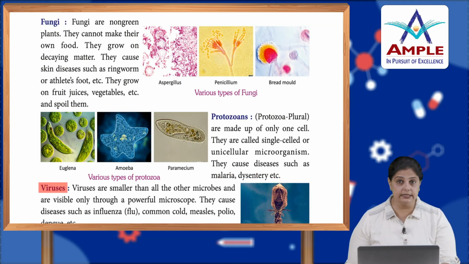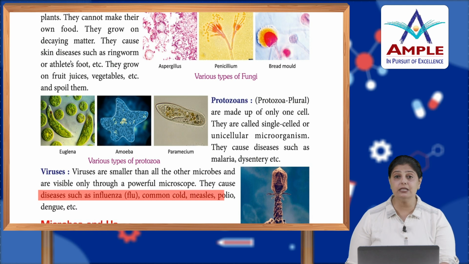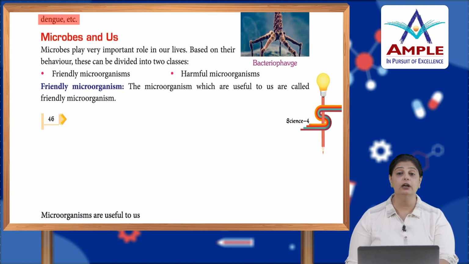Now, viruses. What are viruses? They are smaller than all the other microbes. They are the smallest of all and they are only visible through a very powerful microscope. They cause diseases such as influenza or flu, common cold, measles, polio, dengue, etc. When you have fever, the doctor generally says it must be a viral infection. It must have come due to some kind of virus that entered your body. They are very small and cannot be seen like that. You need a very powerful microscope to see them.